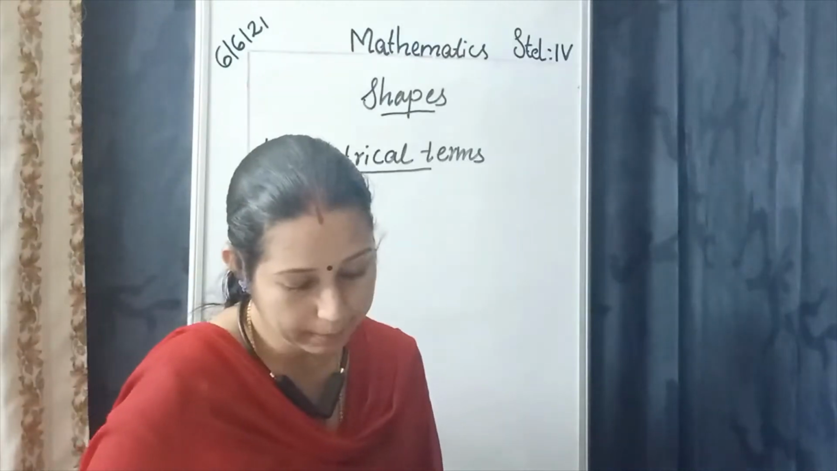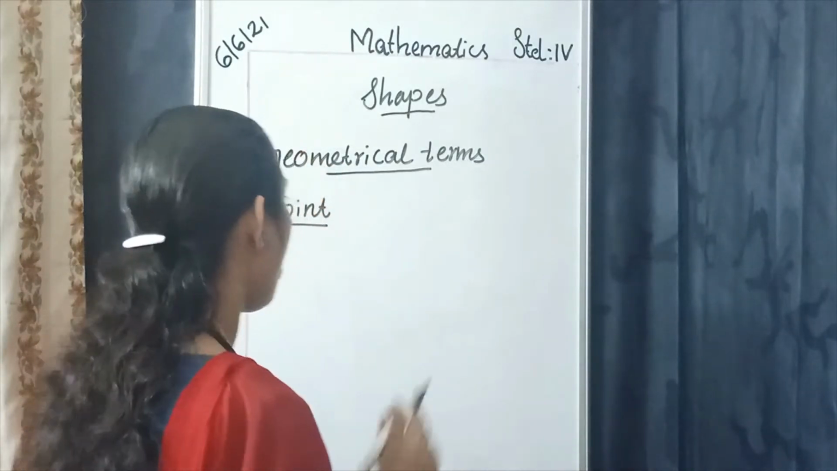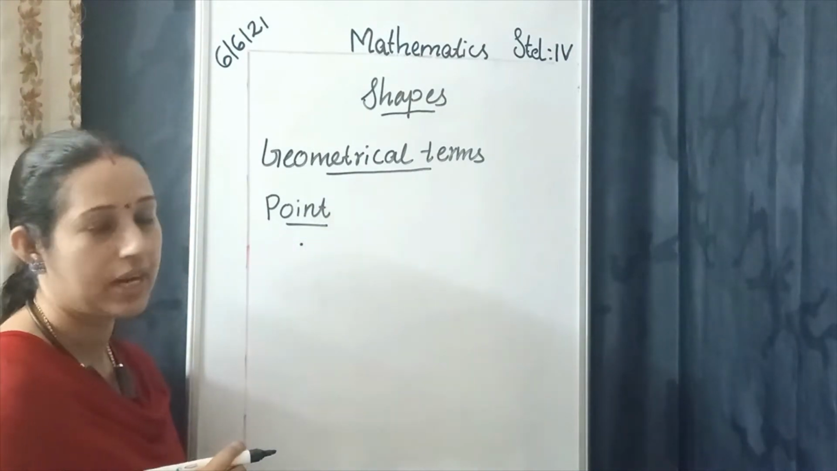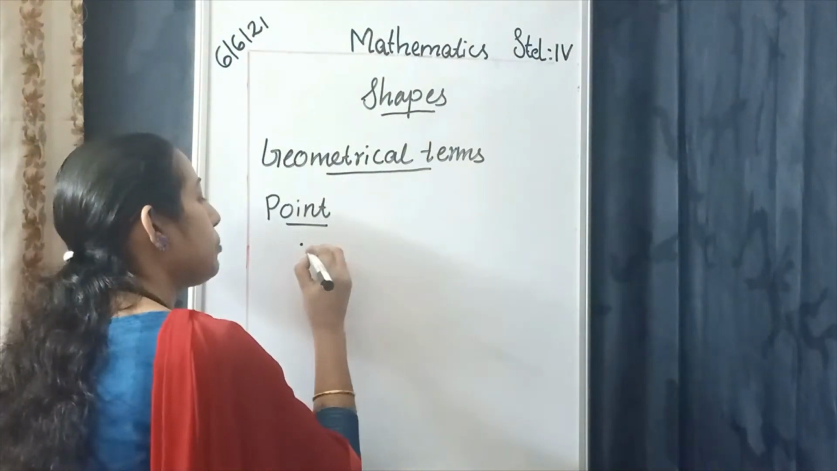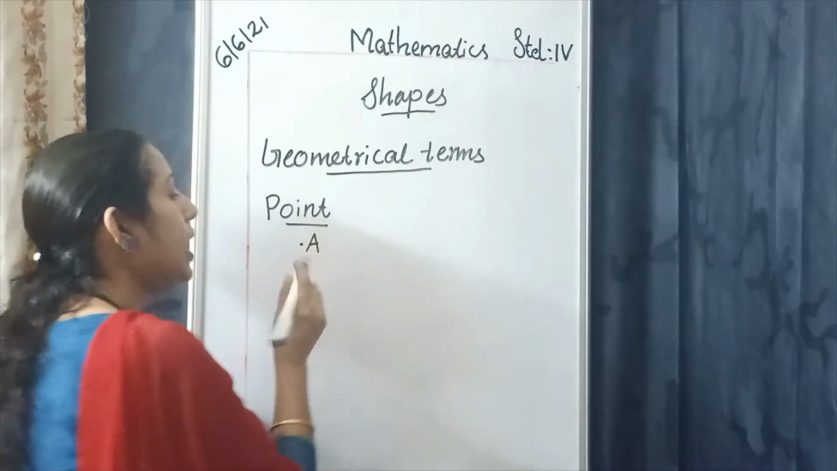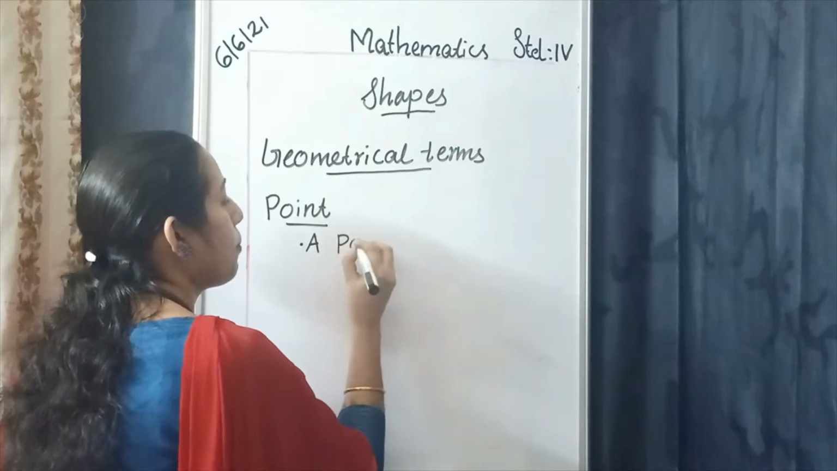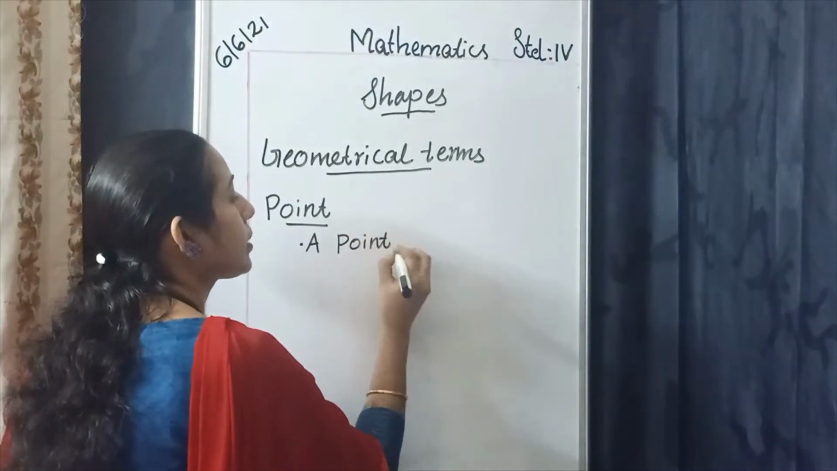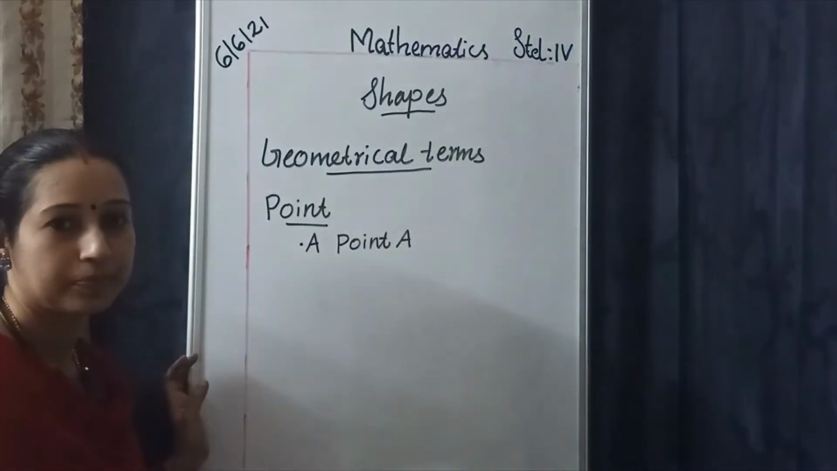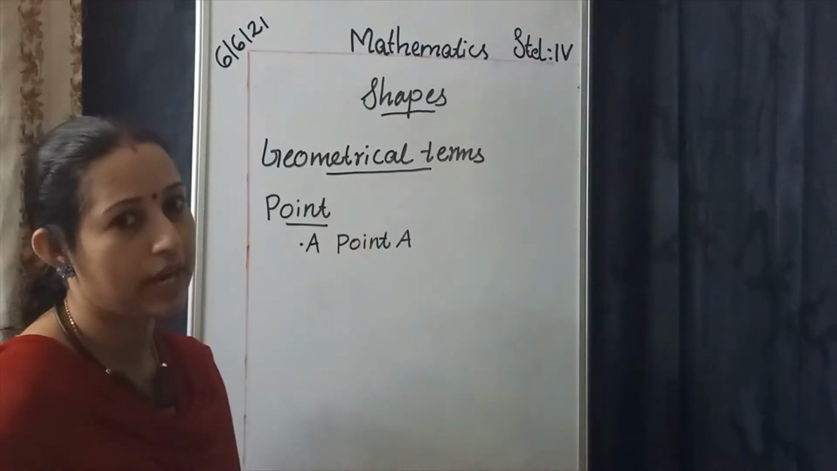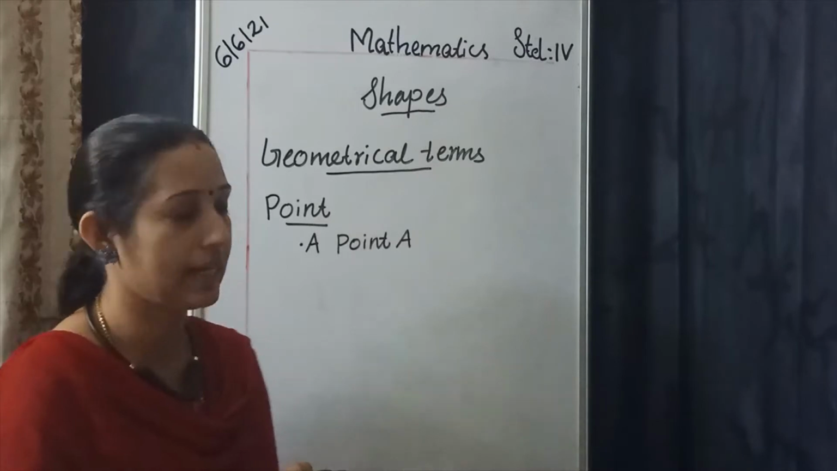Point means a point is a dot, just putting a dot. This is a point. If we give this point the name A, it is read as point A. You can give any English alphabet, but use only capital letters.